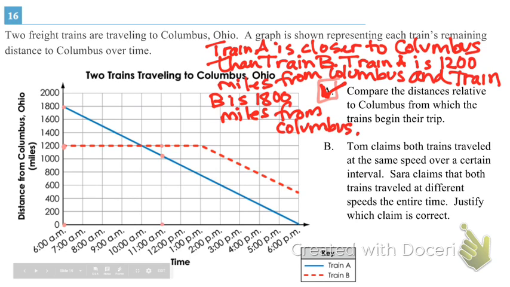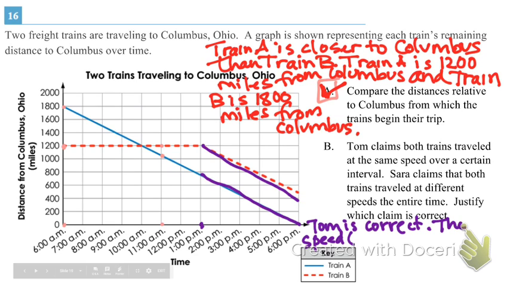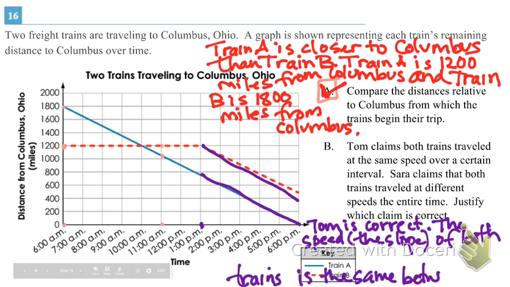So let's look. Tom, I think, is correct. If you look here, from 1 p.m. until 6 p.m., the slope is the same. So you need to say which one is correct. Tom is correct. The speed, or make them realize that you know that that's the slope of both trains is the same between 1 p.m. and 6 p.m. And there you go. So make sure you're answering both questions and put data from the graph to support your answer.